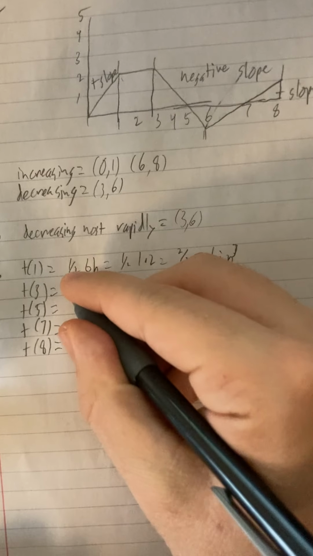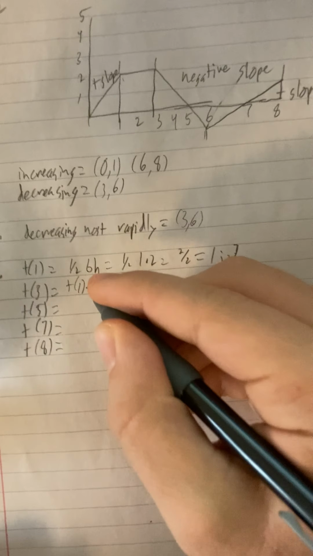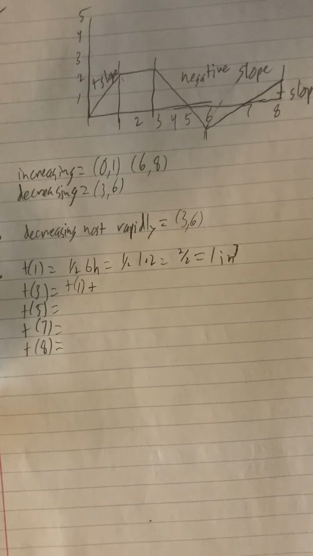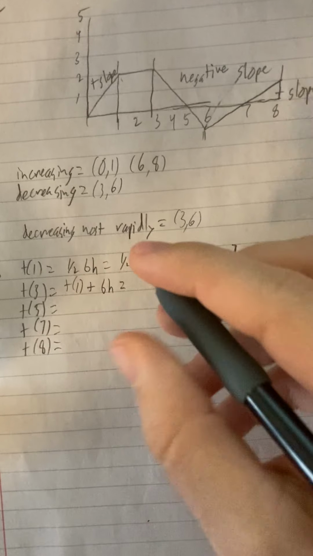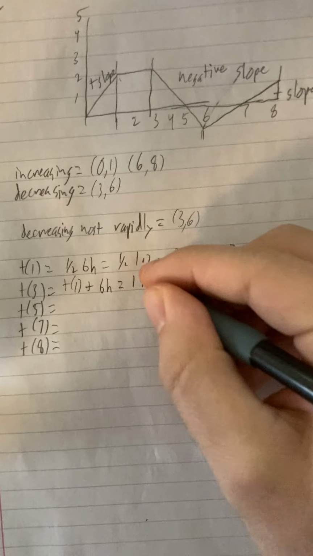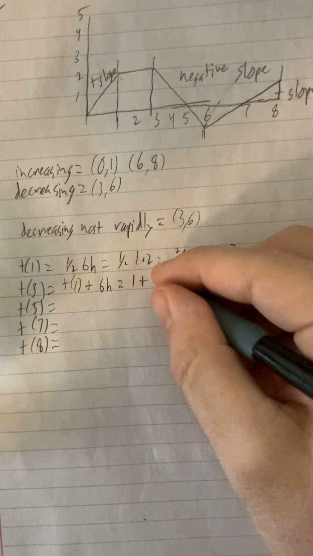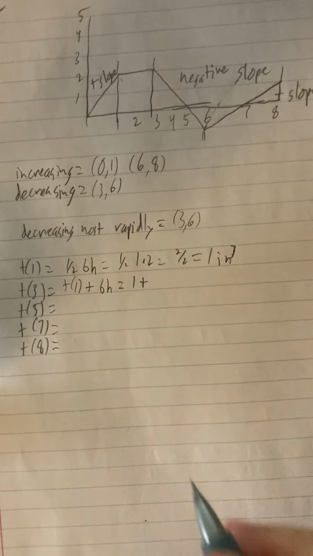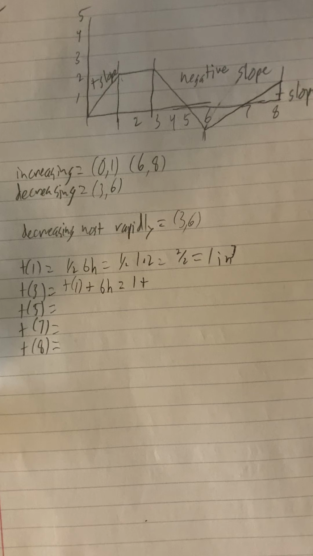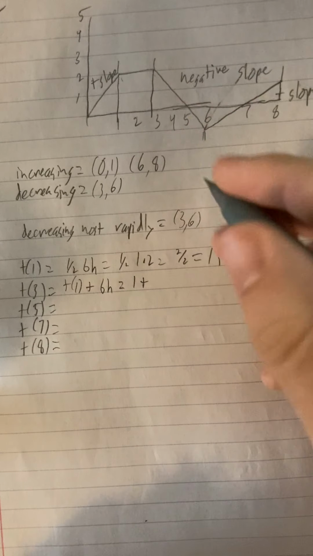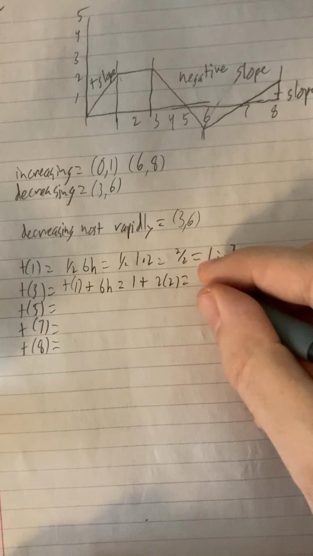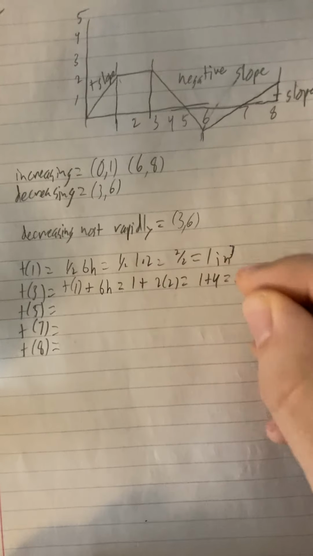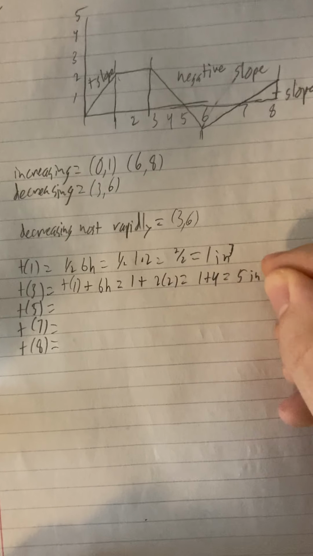Now for number 3, we're going to do T of 1 plus base times height, because it's a square, which equals 1 plus... the base of the square is 2, and the height of the square is 2, so it's 2 times 2. That equals 1 plus 4, which equals 5 inches cubed.